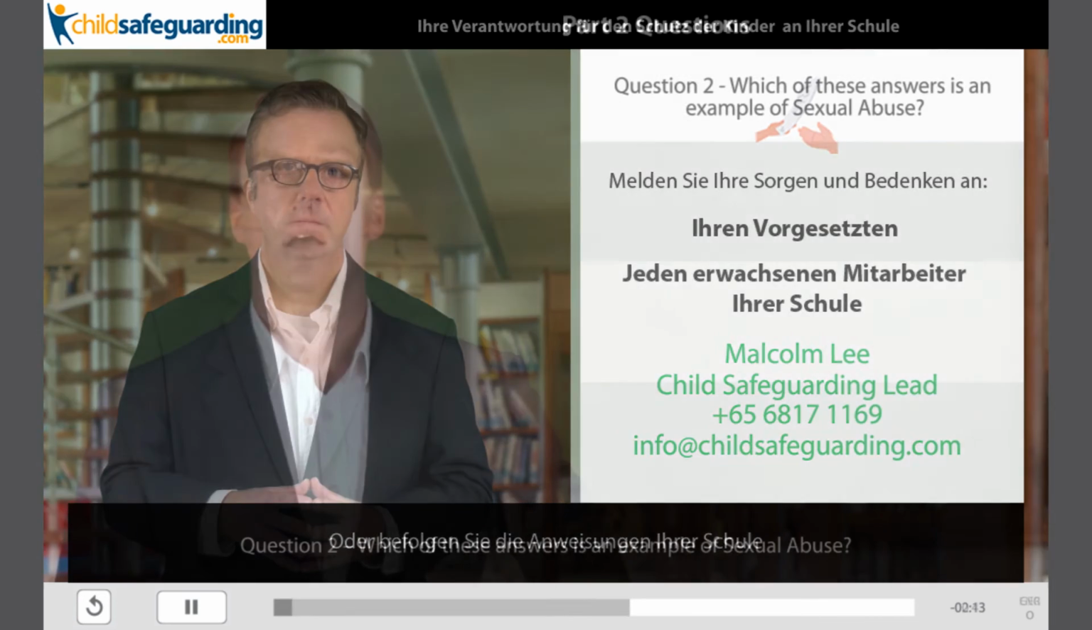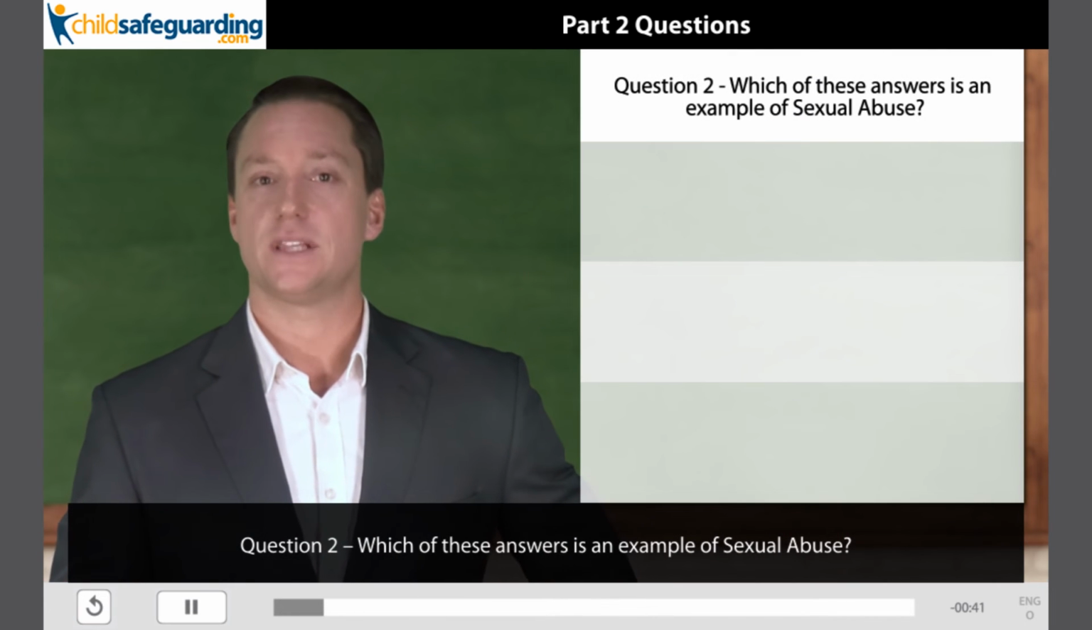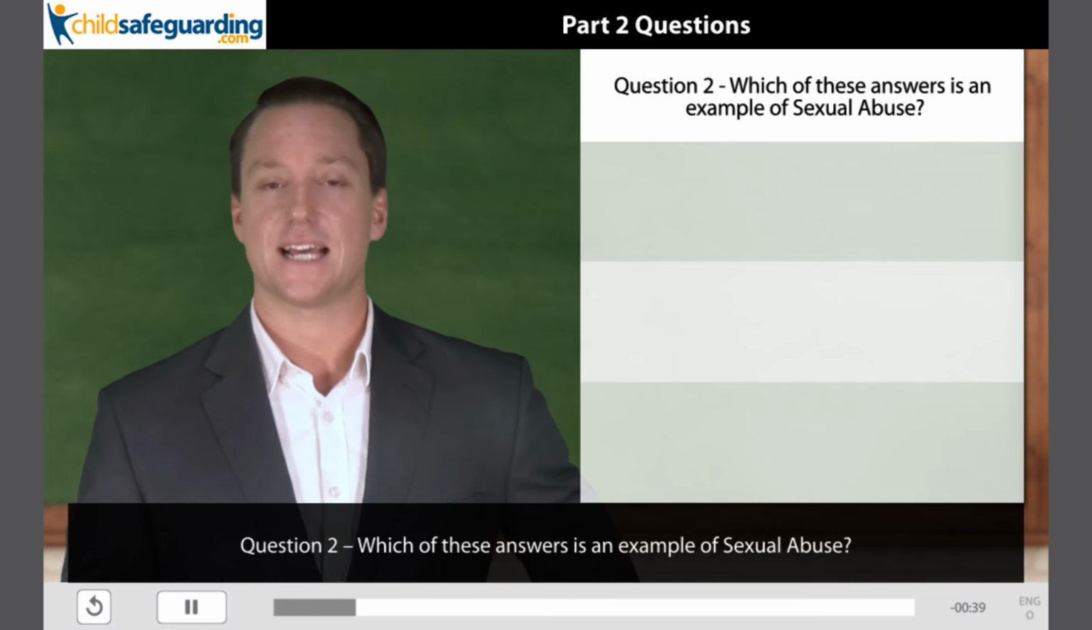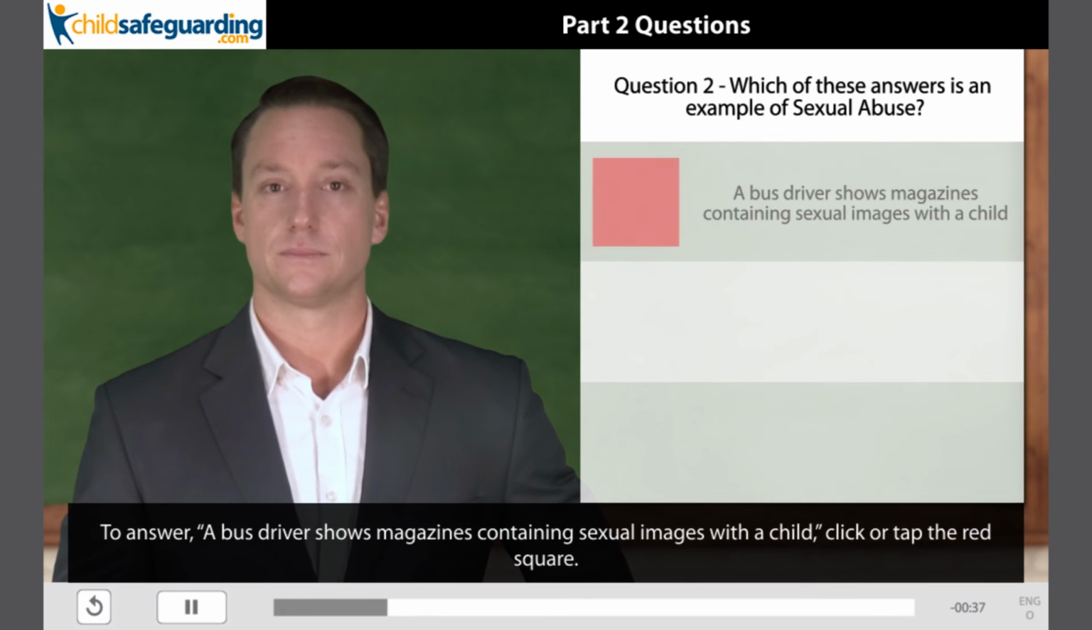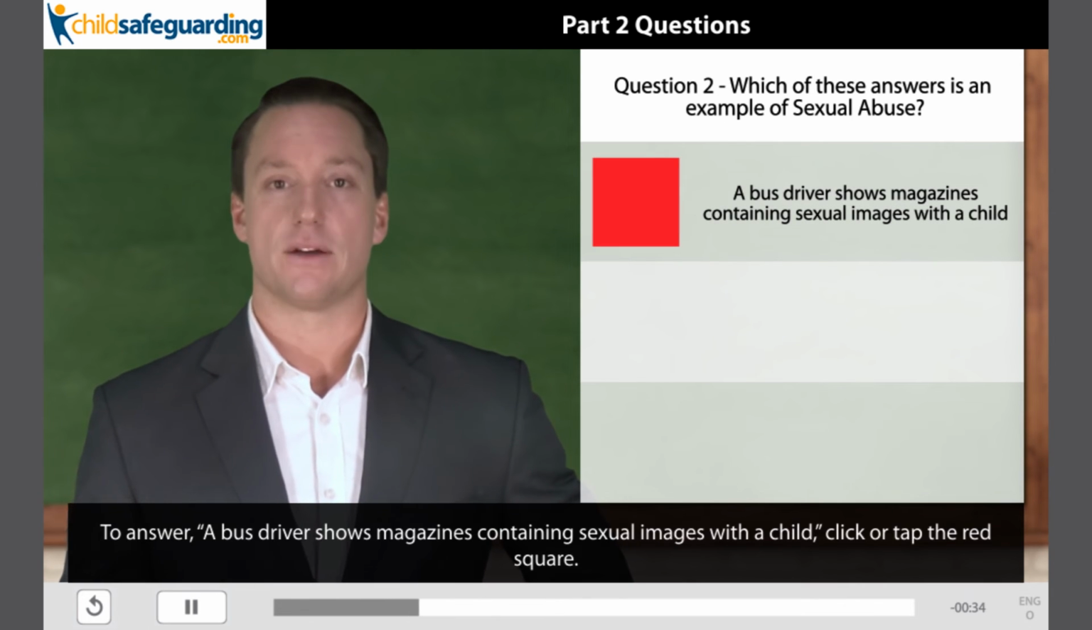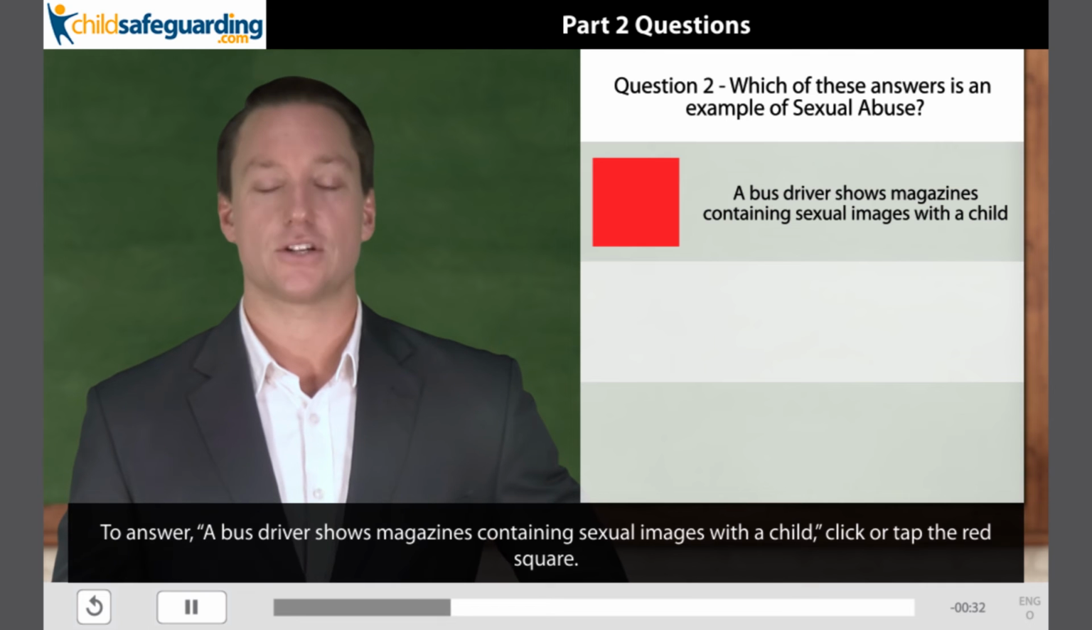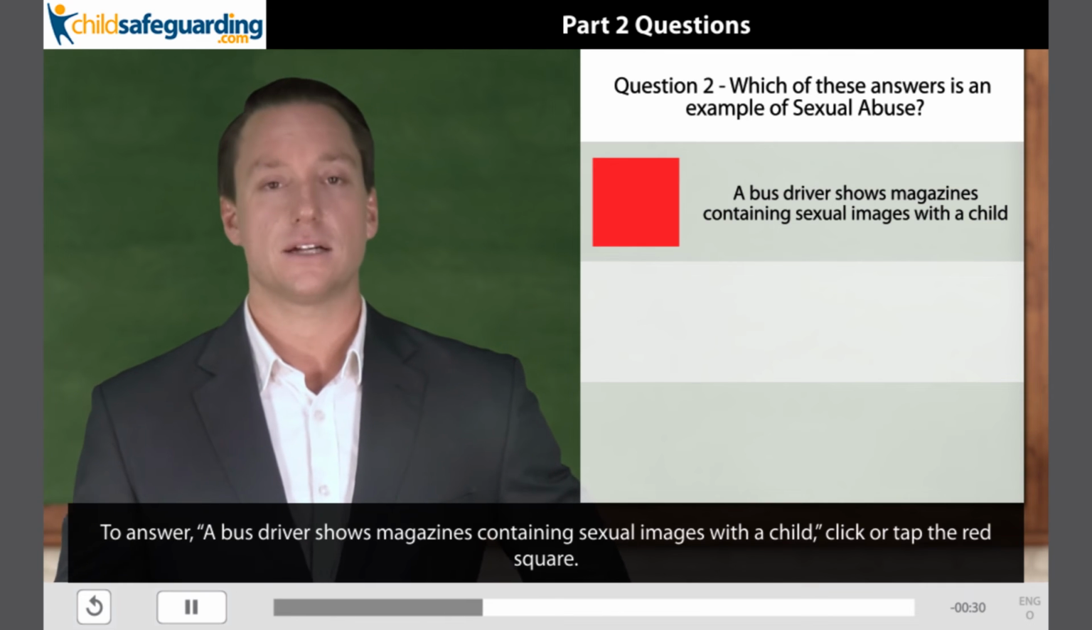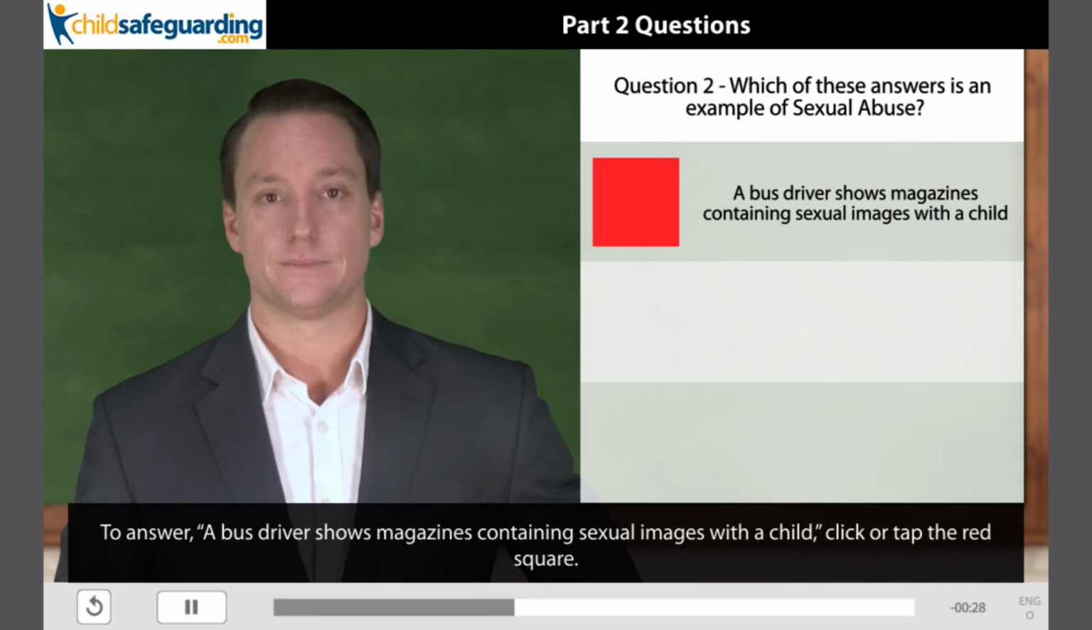Schule. Question 2. Which of these answers is an example of sexual abuse? To answer, a bus driver shows magazines containing sexual images with a child. Click or tap the red square.